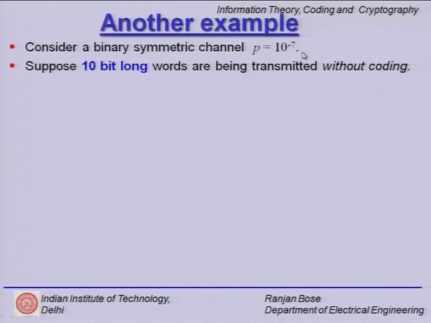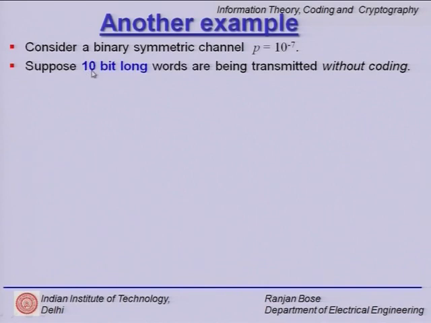What does it mean? That this channel is making a mistake: when you send 10 to the power 7 bits, on an average 1 bit gets flipped. So, as such it is a pretty low probability of error.